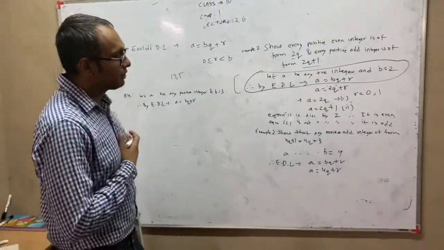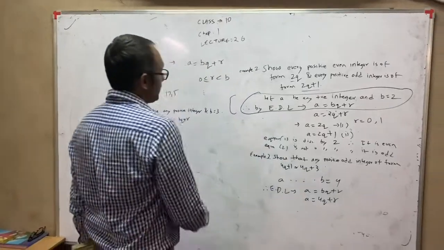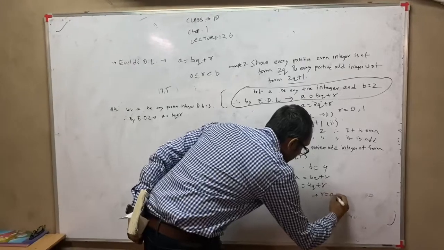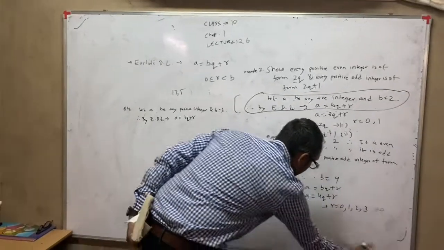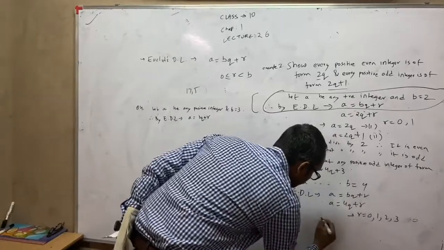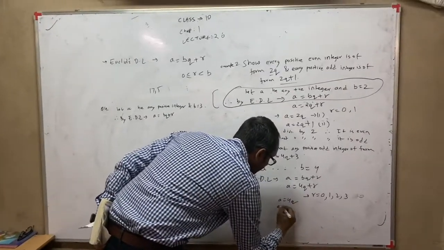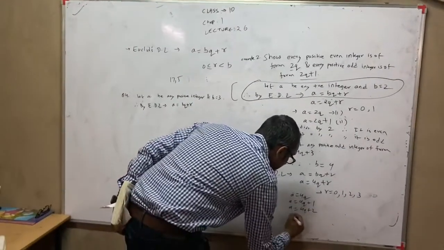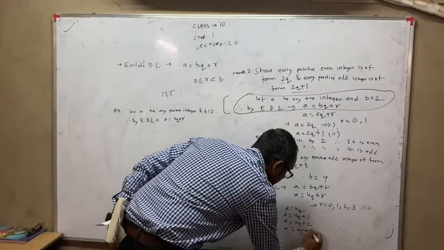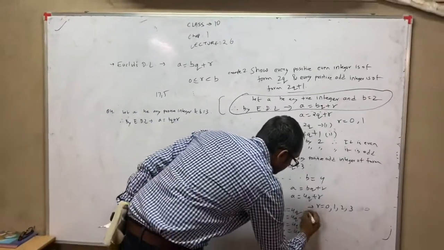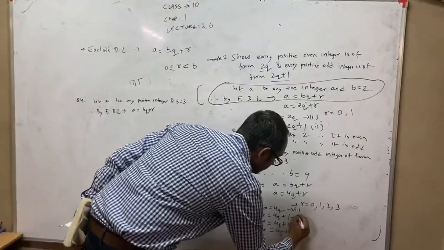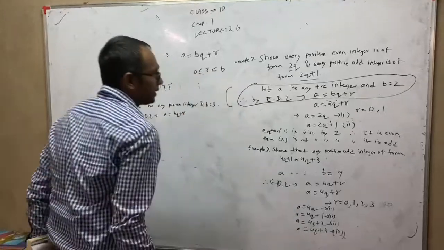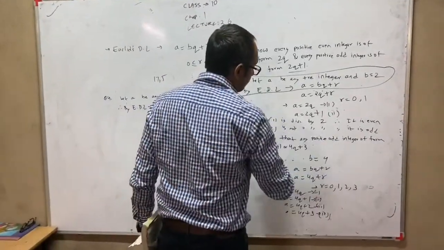Now, what are the possible values of the remainder? It can be greater than or equal to 0, but always less than b. So therefore, the remainder will be 0, 1, 2 and 3. Now substituting this value of remainder in this, we get a is equal to 4q, a is equal to 4q plus 1, a is equal to 4q plus 2 and a is equal to 4q plus 3. Suppose I name these equation 1, equation 2, equation 3 and equation 4. Now last step, we have to show that any positive odd integer is of this form.